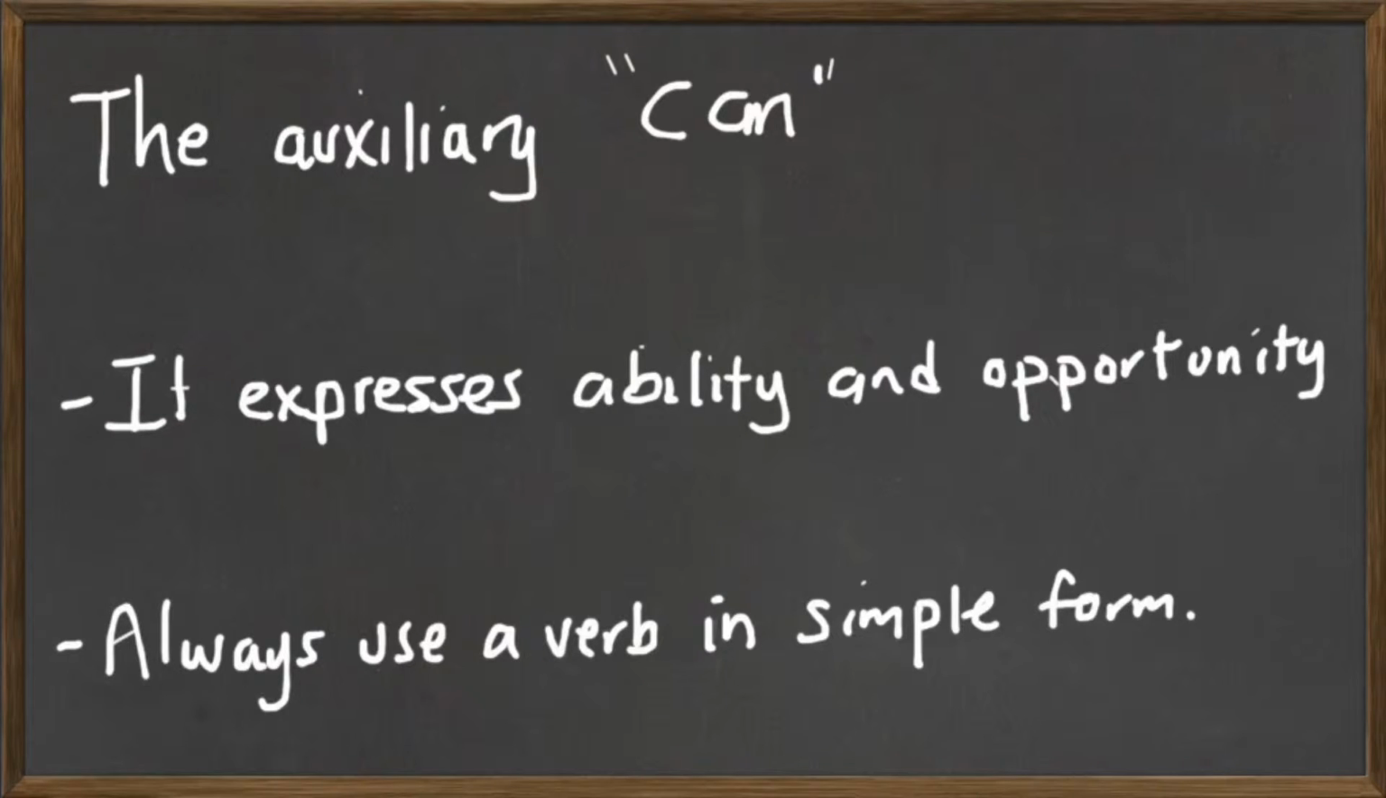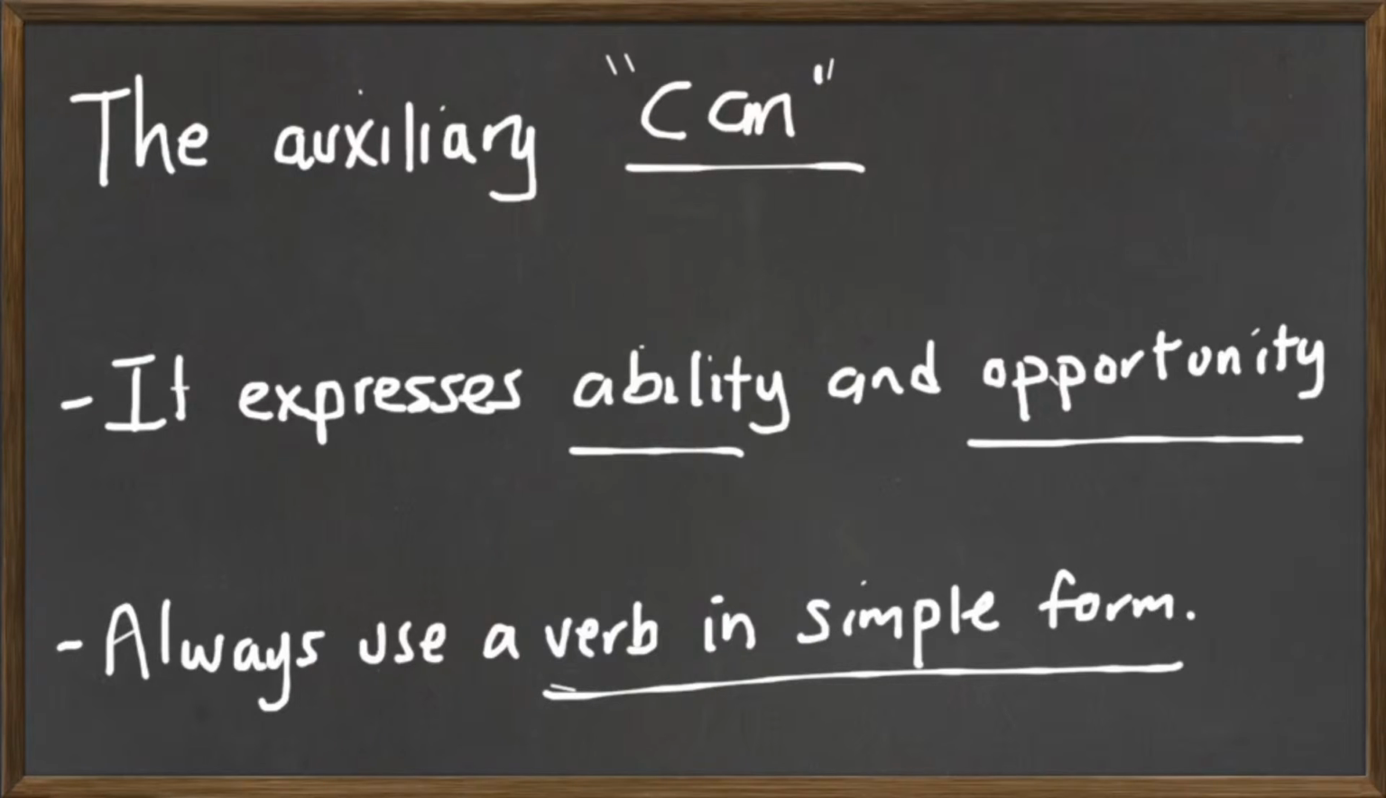Okay, the next item we will review today is the auxiliary can. There are two important things to mention here. It expresses an ability or an opportunity. Also, we use a verb in simple form when we have can in a sentence.